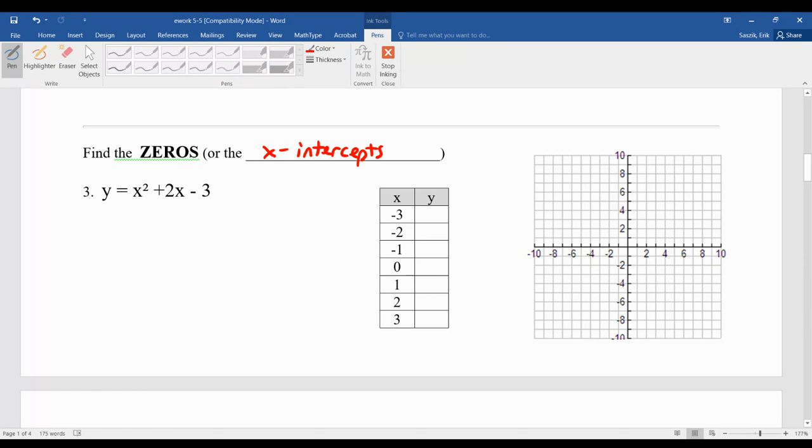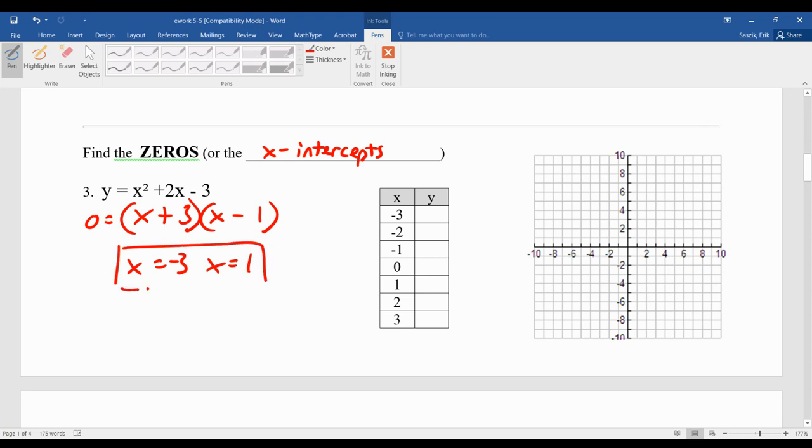I'm going to show you here, it says find the zeros. So we can just do what we just did earlier. Zeros means x-intercepts, change the y to 0. This looks like it's easily factorable, and it is. 3 and 1, that would be plus, that would be minus. We would get solutions of -3 and 1.